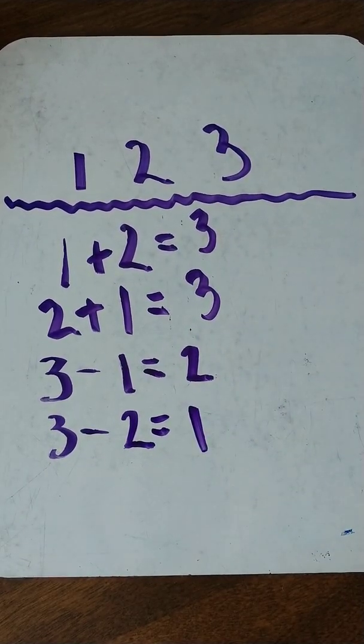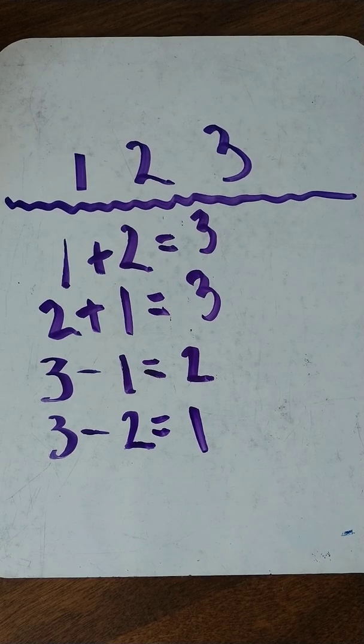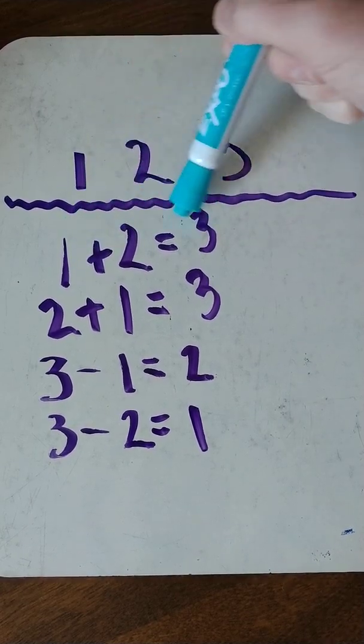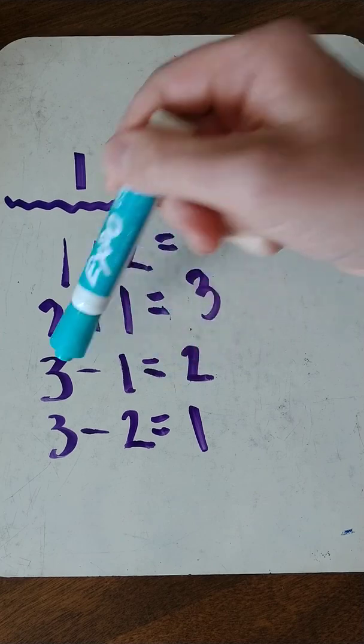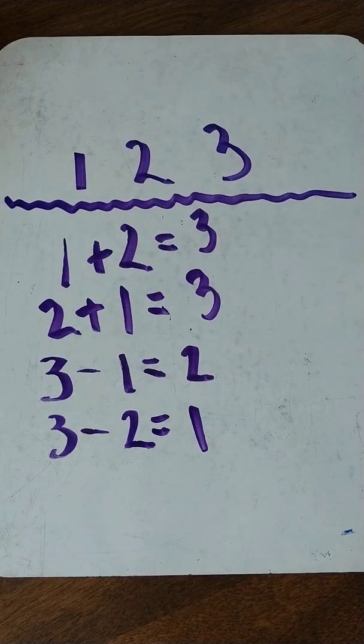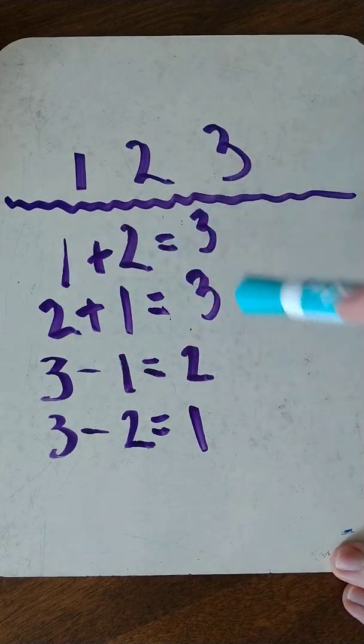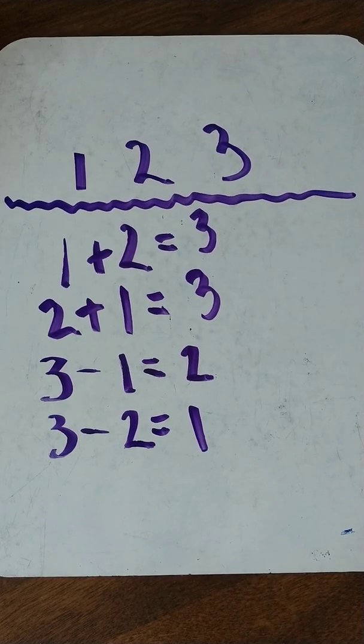So if you see, every number sentence has these same three numbers: 1, 2, 3. So it's 1 plus 2 equals 3, 2 plus 1 equals 3. And that is true. It is the fact family. And then we have 3 minus 1 equals 2, and 3 minus 2 equals 1.